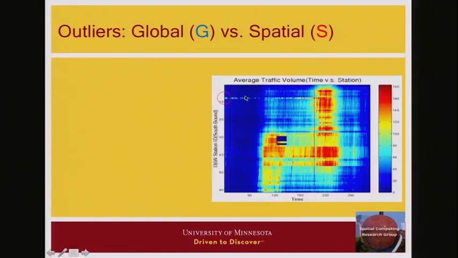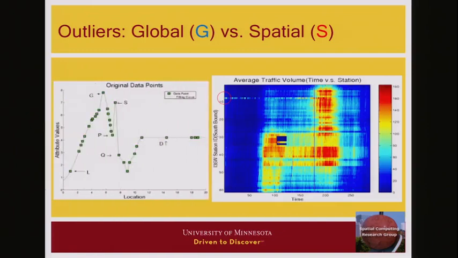To give you a much simpler example to contrast global outlier and spatial outlier, let's look at a much simpler space. So here is a one-dimensional space, just location. And we are looking at a simple attribute. This attribute may be traffic flow along the highway, or it may be some other attribute like rainfall along a river's length and so on, okay? So in the beginning, at location 0 and so on, the values are low, then it rises, peaks, comes down, then there is a spike here, then comes down, and then it flattens out, okay?